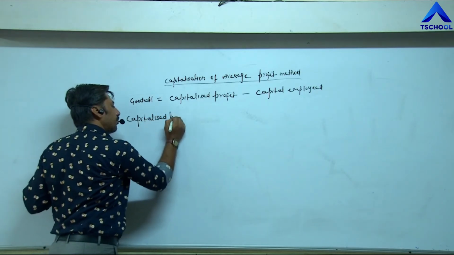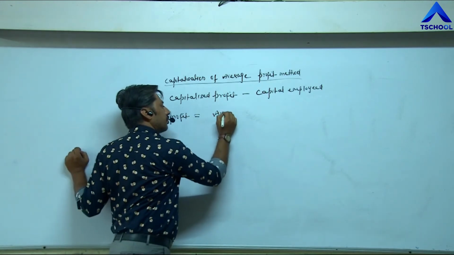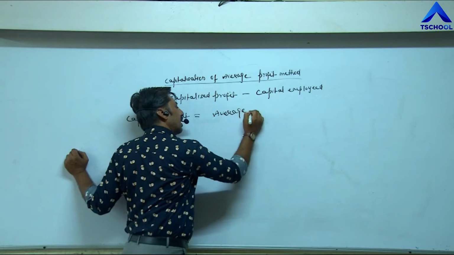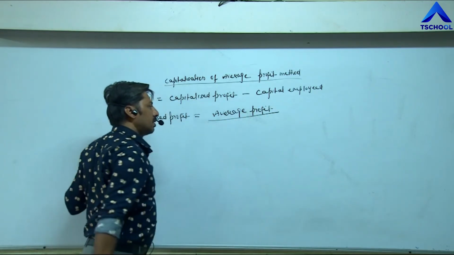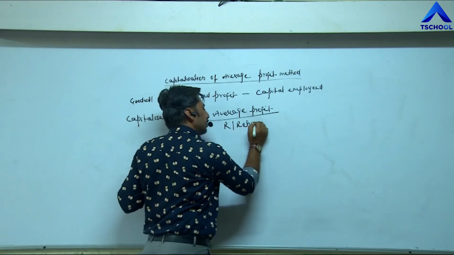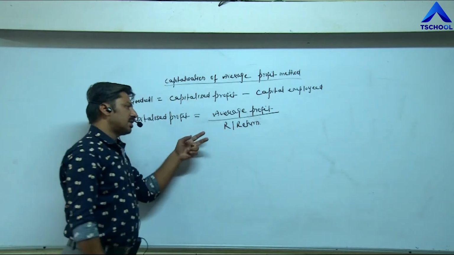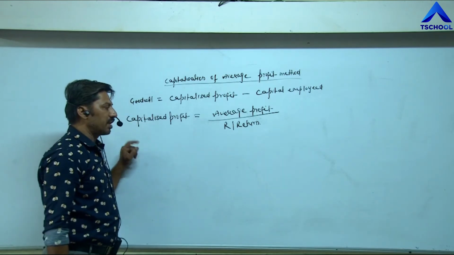Capitalized profit is equal to average profit upon rate of return. Same as we have done in the previous formula of super profit, capitalization of super profit, last step.